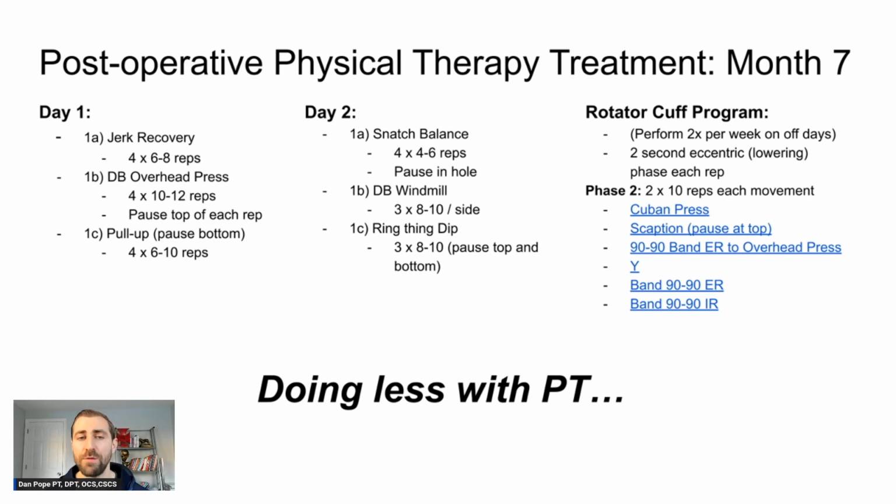So, day 1, we're working on jerk recoveries. We're doing dumbbell overhead press, and we're doing pull ups where we pause at the bottom. Okay. So, a lot of strict strength. We're working much more on overhead strength and stability at this point, but there's only 3 exercises. Day 2, we have a snatch balance, a dumbbell windmill, and we're doing dips with rings, but we're doing a ring thing dip, which is basically an assisted ring dip.